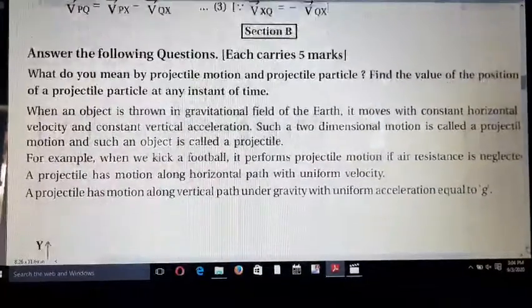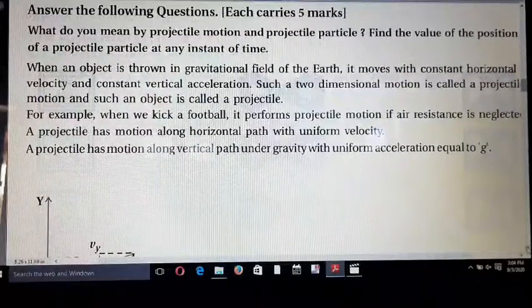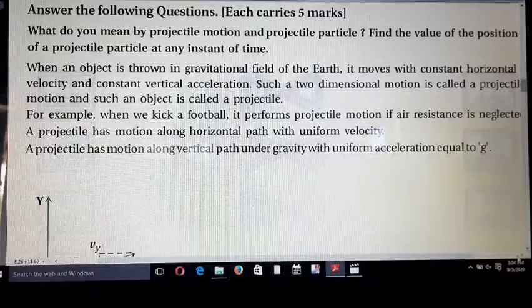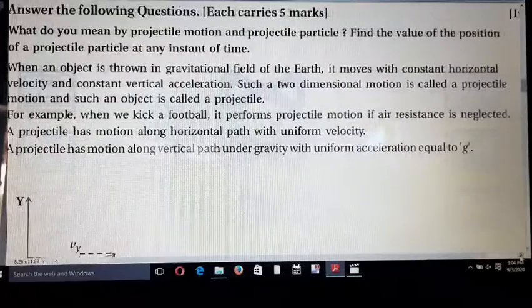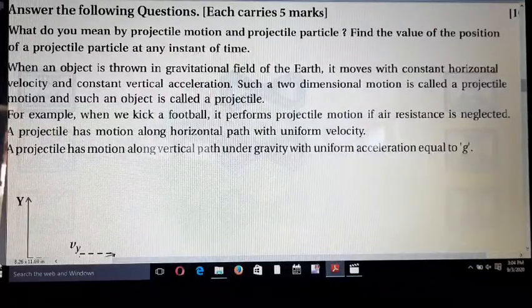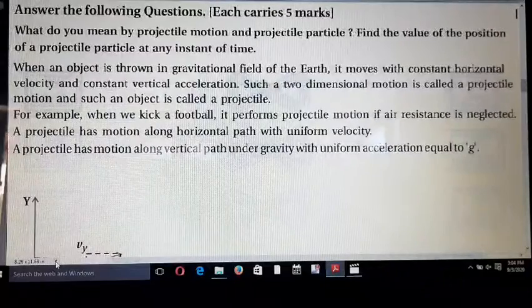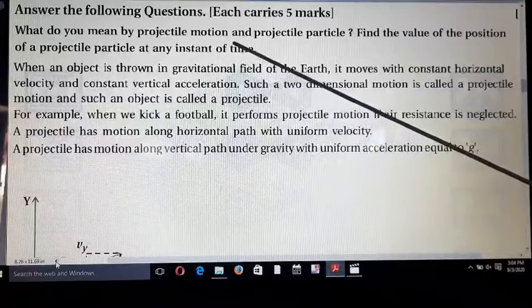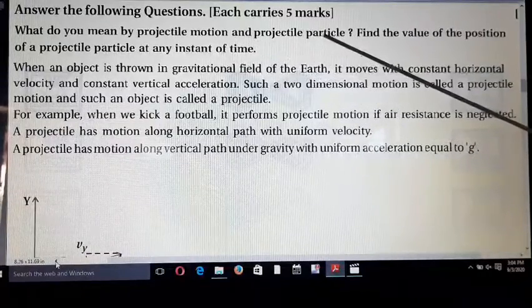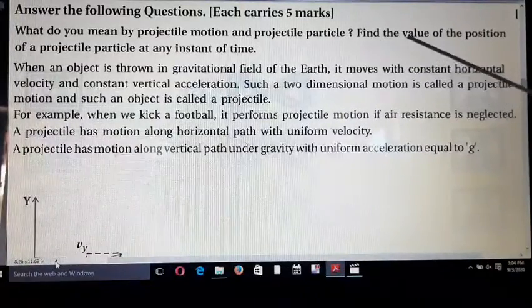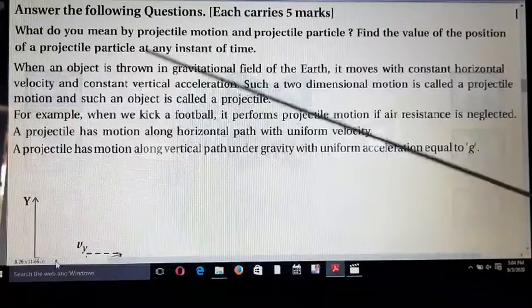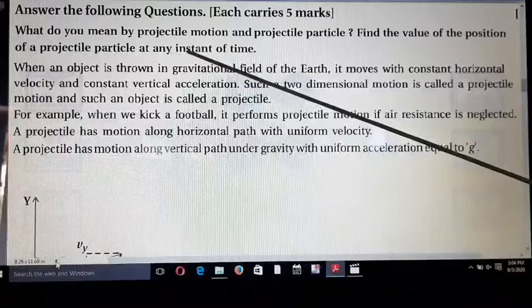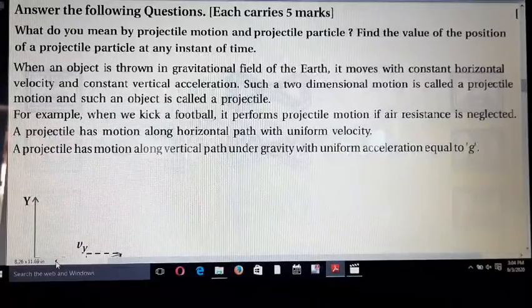Next question is: what do you mean by projectile motion and projectile particle? Find the value of the position of the projectile particle at any instant of time.